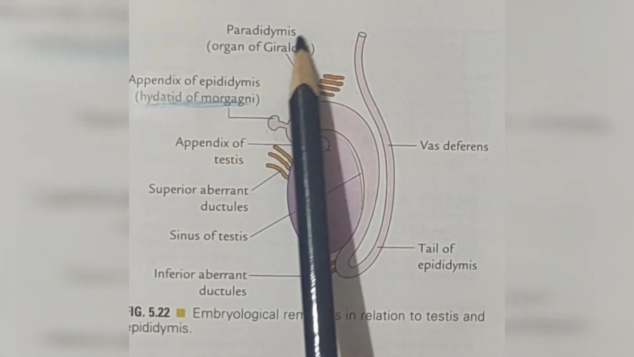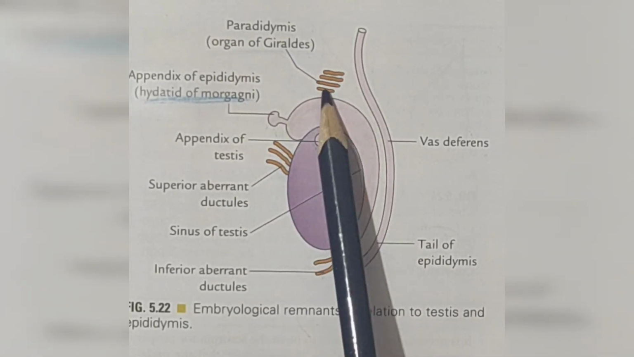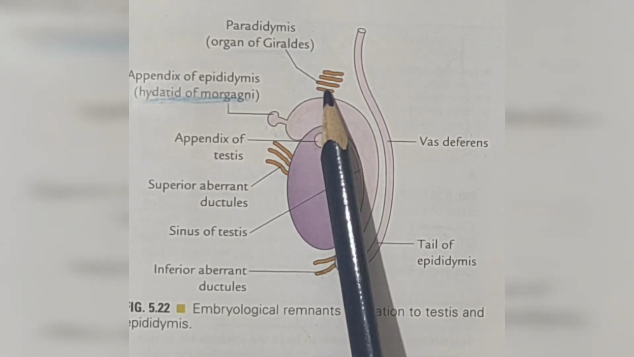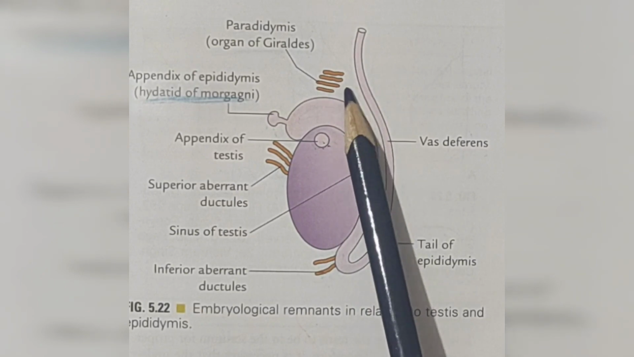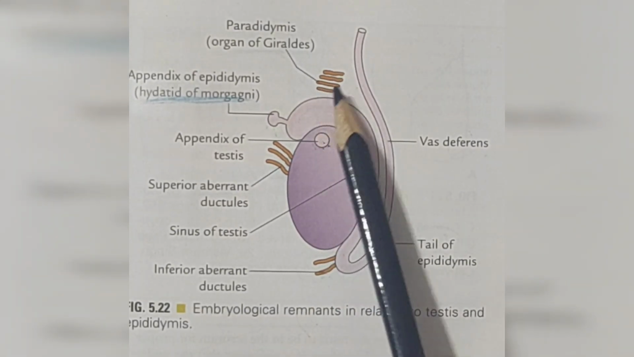Now we have the paradidymis or the organ of Giraldés. They are around 3 to 4 in number, 3 to 4 free tubules which are situated in the spermatic cord and above the head of the epididymis. They represent the caudal end of the mesonephric tubules.